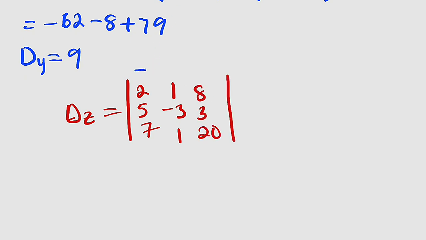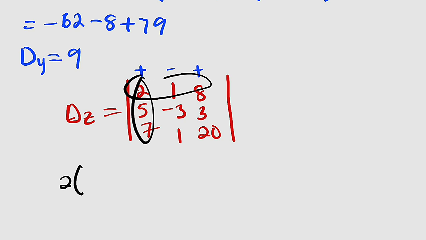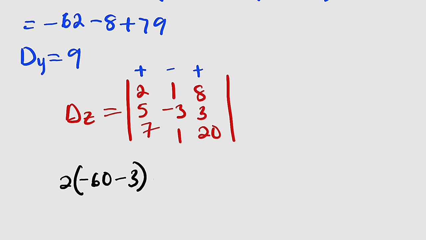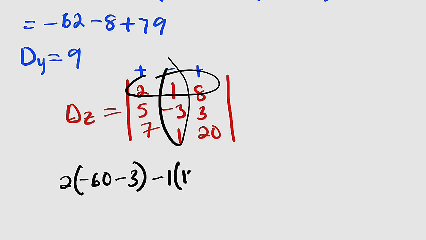Don't forget plus, minus, and plus. All right, we have plus 2 multiplied by, you close this, you close that. We have negative 3 times 20, which is negative 60, minus 1 times 3 is 3. Then you move on to the negative 1. You close this, you close this. You have 5 times 20, which is 100. Then minus 7 times 3 is 21.